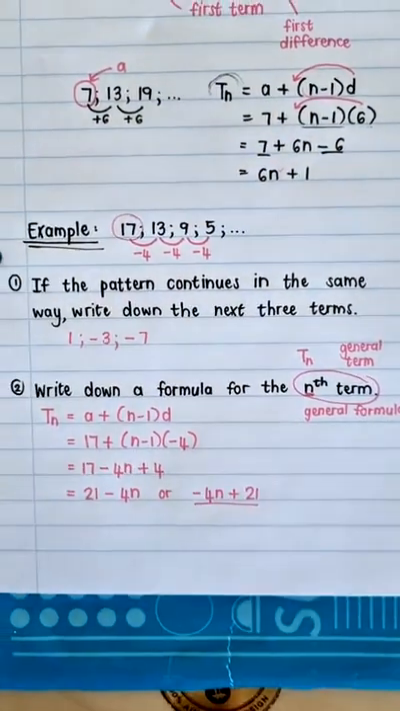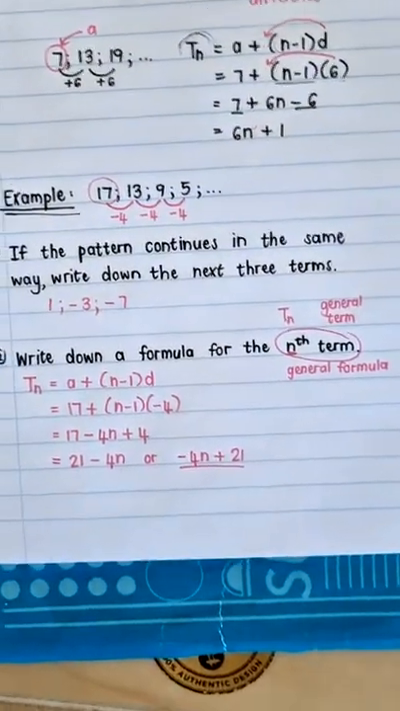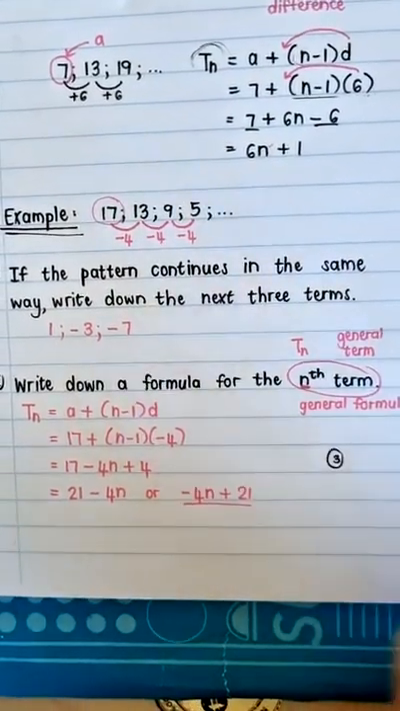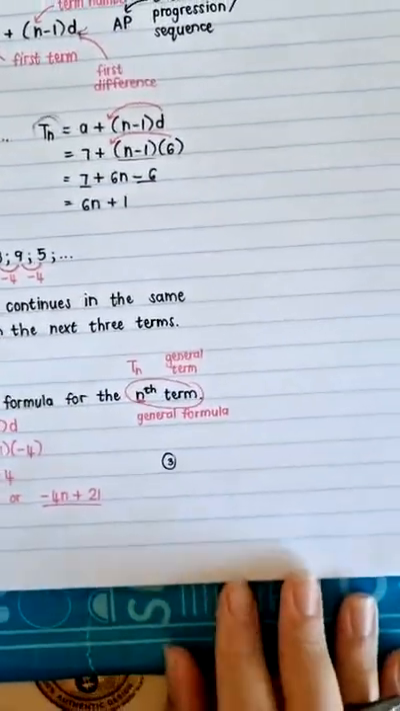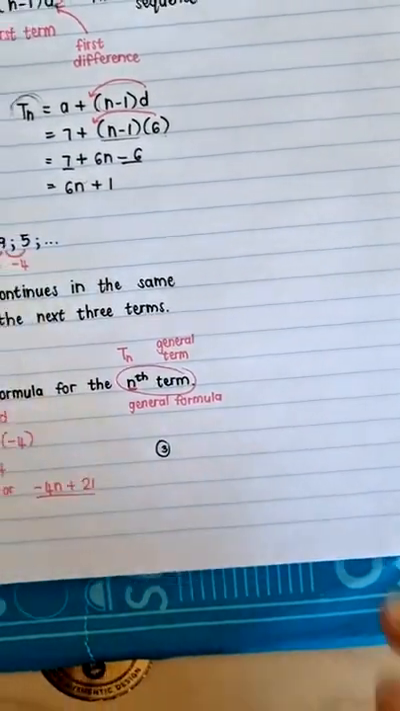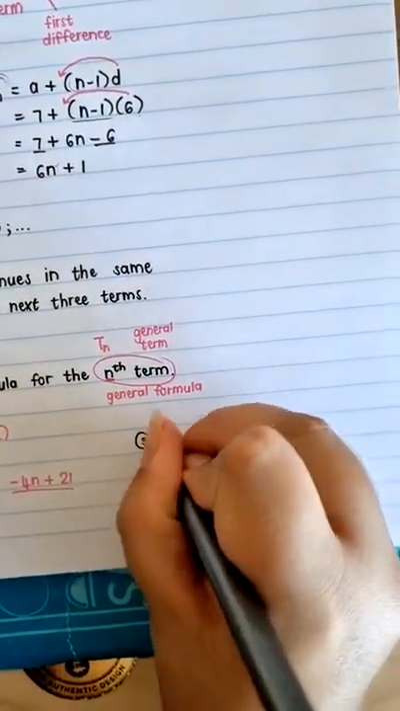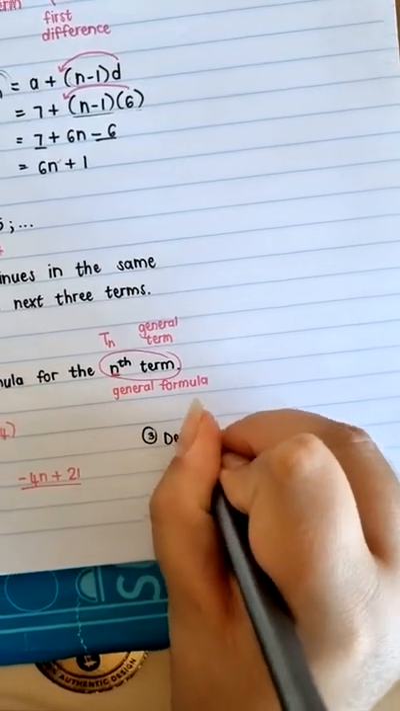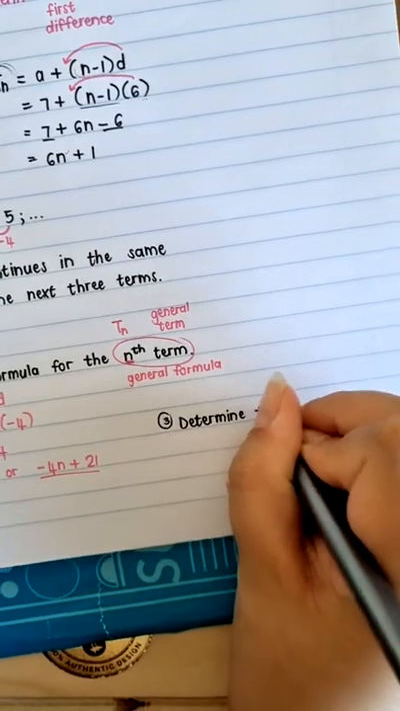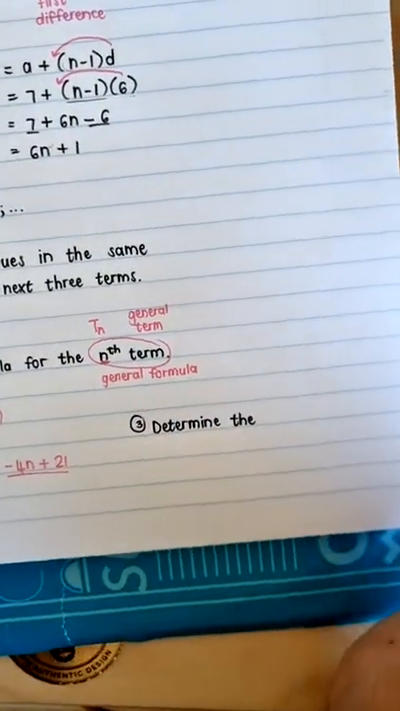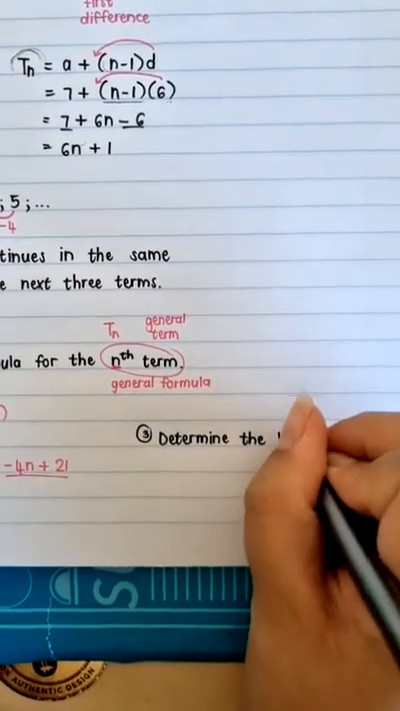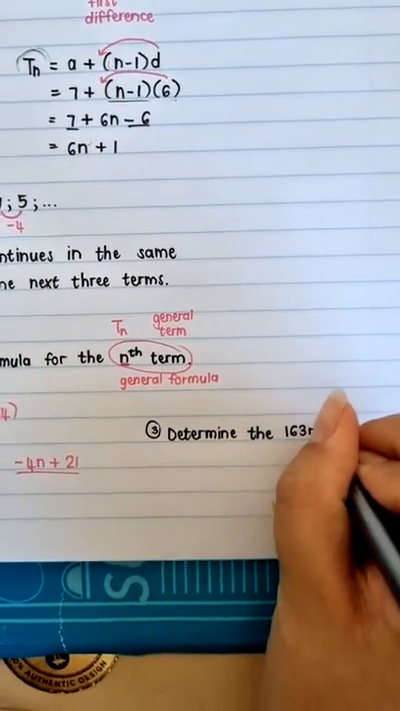Okay, so that was question 2. Question 3, I'm going to squeeze in here on the side because I'm going to have to turn the page just now. So question 3 is determine the 163rd term.